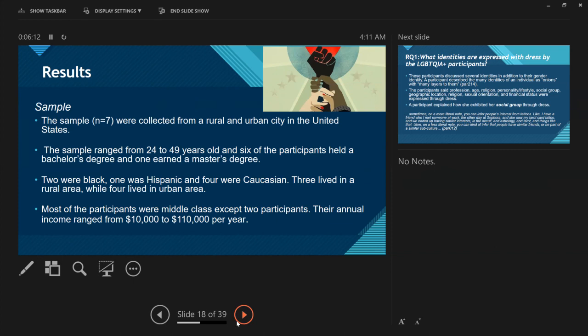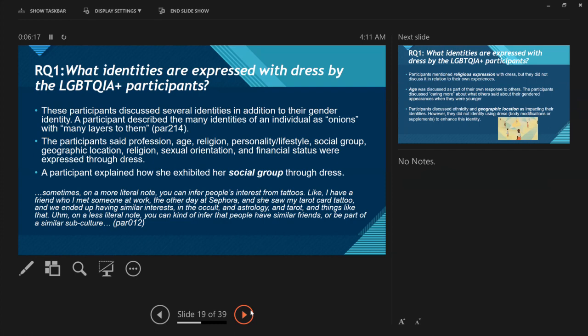With regards to research question one, what identities are expressed with dress by the LGBTQ plus participants? They discussed several identities, including their gender, and they described it as onions. Like their identity was like layers of onions, with several of them, including age, religion, personality, social group, geographic location, sexual orientation, financial status, all expressed sort of interchangeably.